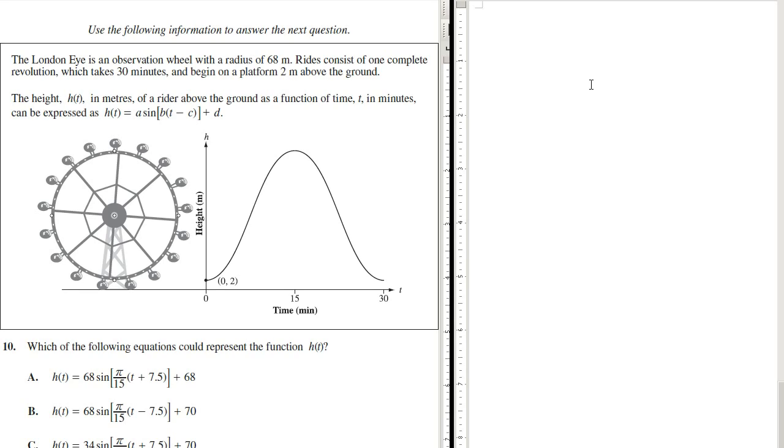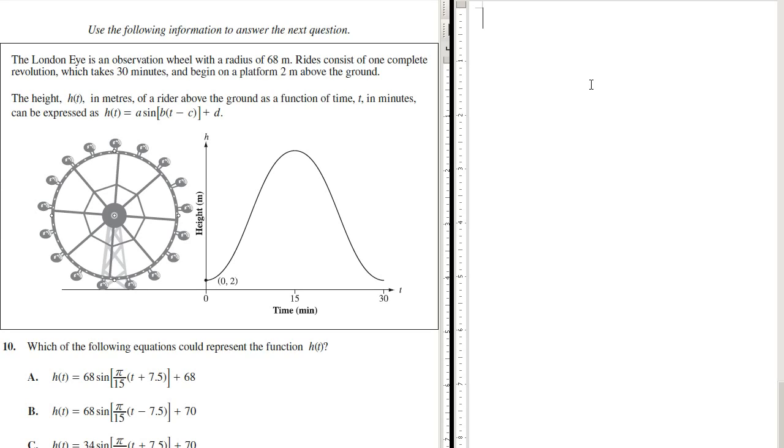The London Eye is an observation wheel with a radius of 68 meters. Rides consist of one complete revolution, which takes 30 minutes, and begin on a platform 2 meters above the ground. The height h at t in meters of a rider above the ground as a function of time t in minutes can be expressed as h at t equals a sine b times t minus c plus d. Which of the following equations could represent the function of h at t?